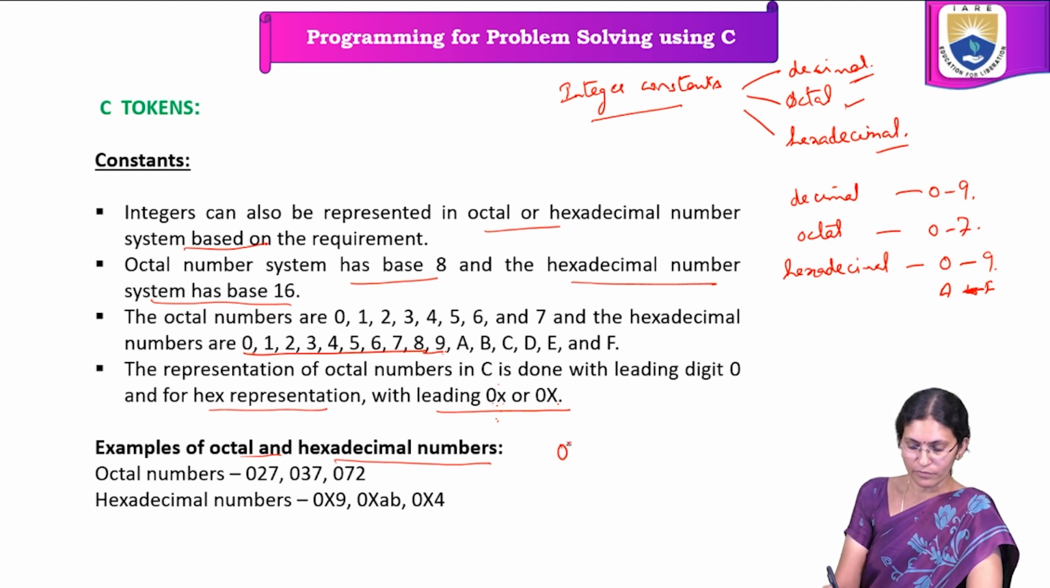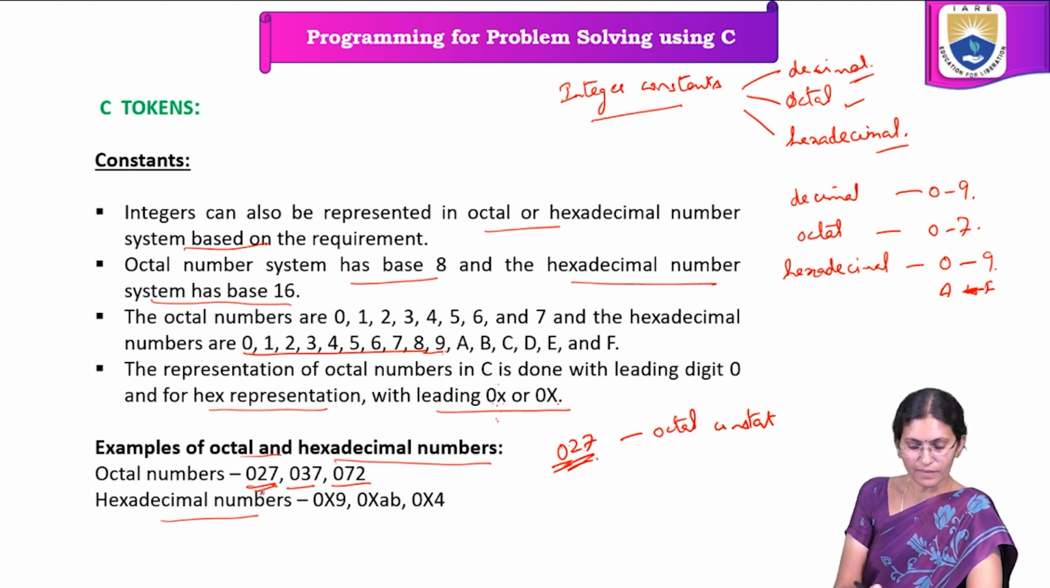If we have 0 at the beginning of a number, then it is an octal constant, for example this number. This is an octal constant. Why? Because we have 0 at the beginning. This is an octal constant. This is also an octal constant.